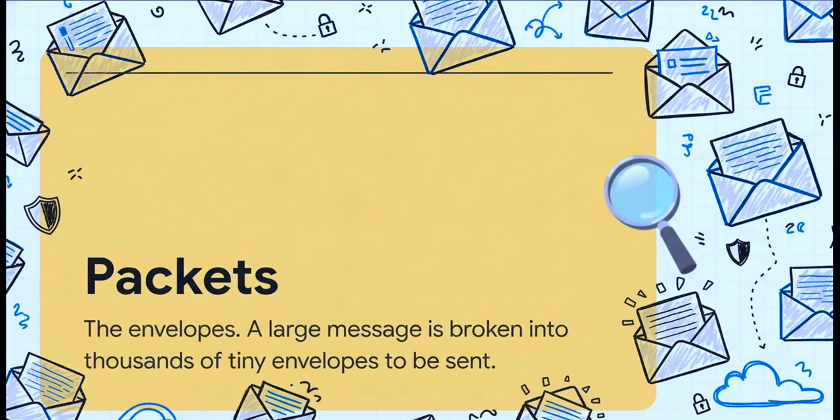And what's being sent through this postal system? Packets. You see, you can't mail an entire book in one go, right? You'd have to tear out all the pages and put each one in its own separate envelope. The internet does the exact same thing. Every photo, every email is shattered into thousands of these tiny little pieces, these packets, to make the journey.